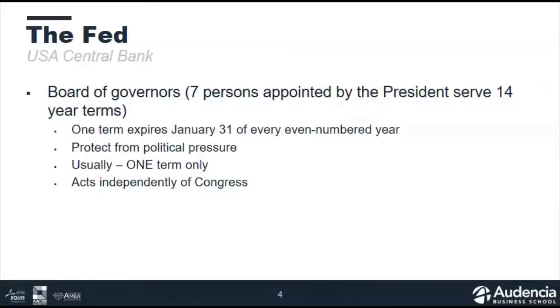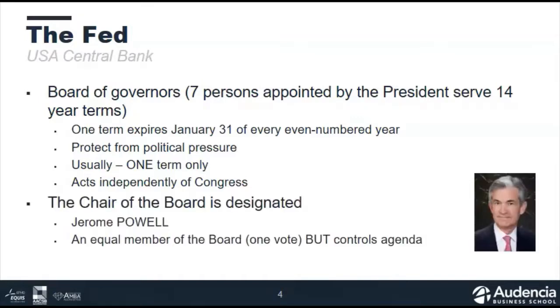They act then independently of Congress. The current chair of the Fed in the United States, and we're in 2020, is Jerome Powell. He is an equal member of the board. He has 1 vote. But, and this is very important, the power that the chairman has is that the chairman or chairperson controls the agenda, what is discussed. And this is an incredible source of power. This person can say, well, today we'll vote on this, or we won't vote on this, and that's their key source of power. So the Fed chairman has the same vote as everybody, but fixes the agenda.